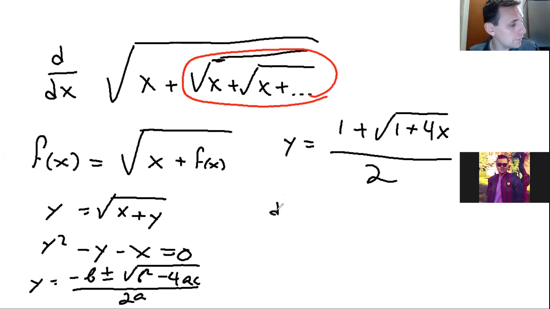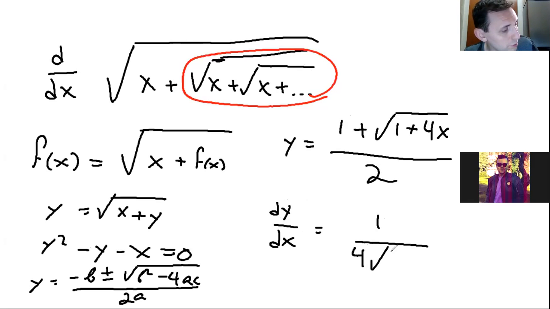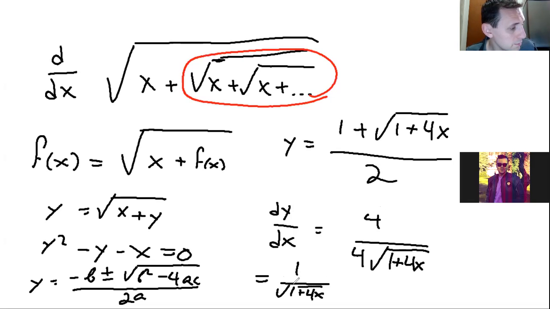Now, the derivative dy/dx is very simple to obtain. It's simply 1 over, I take the derivative of this expression, right? It's the same as taking the derivative of 1/2 of root of 1 plus 4x. So it's really 1 over 4 root 1 plus 4x multiplied by 4, or 1 over root 1 plus 4x. Are you with me?